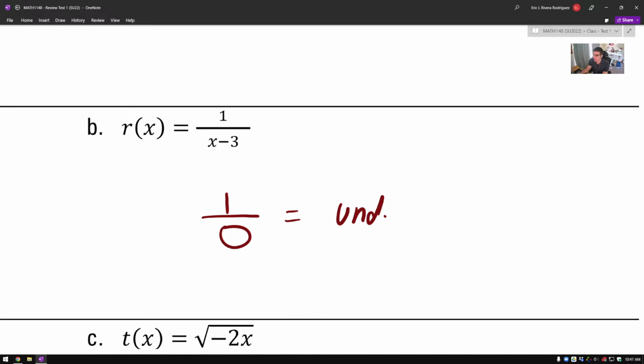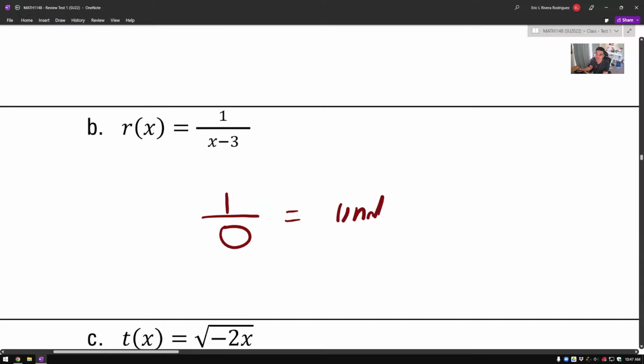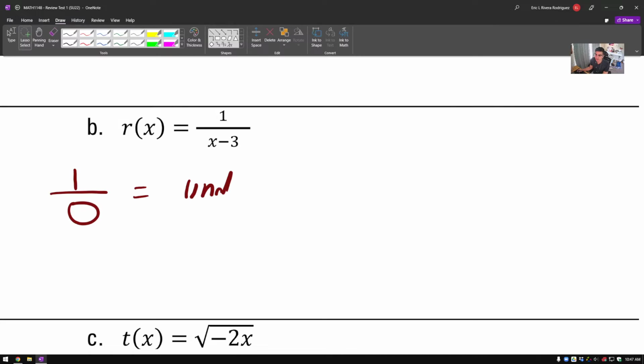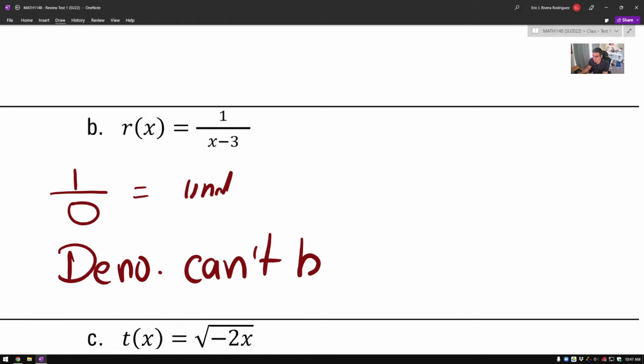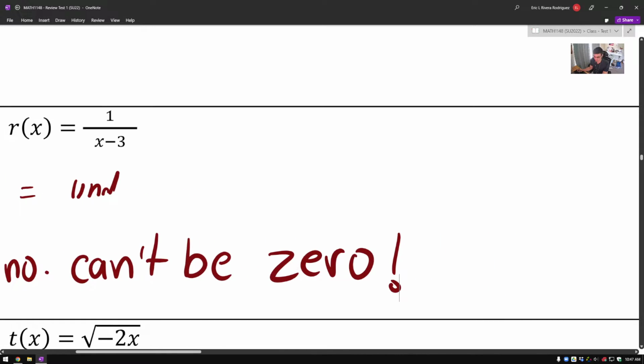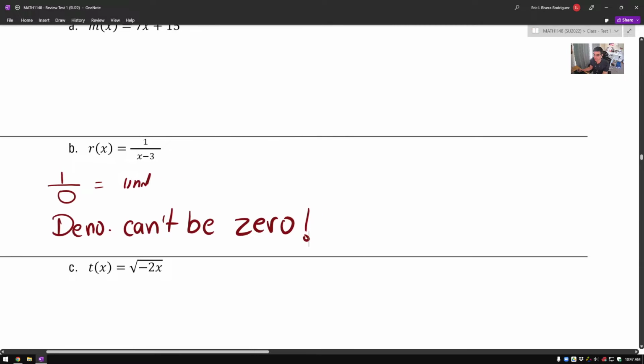There's a restriction here, and it is that the denominator can't be 0. Okay. So based on that restriction, we can identify the domain.